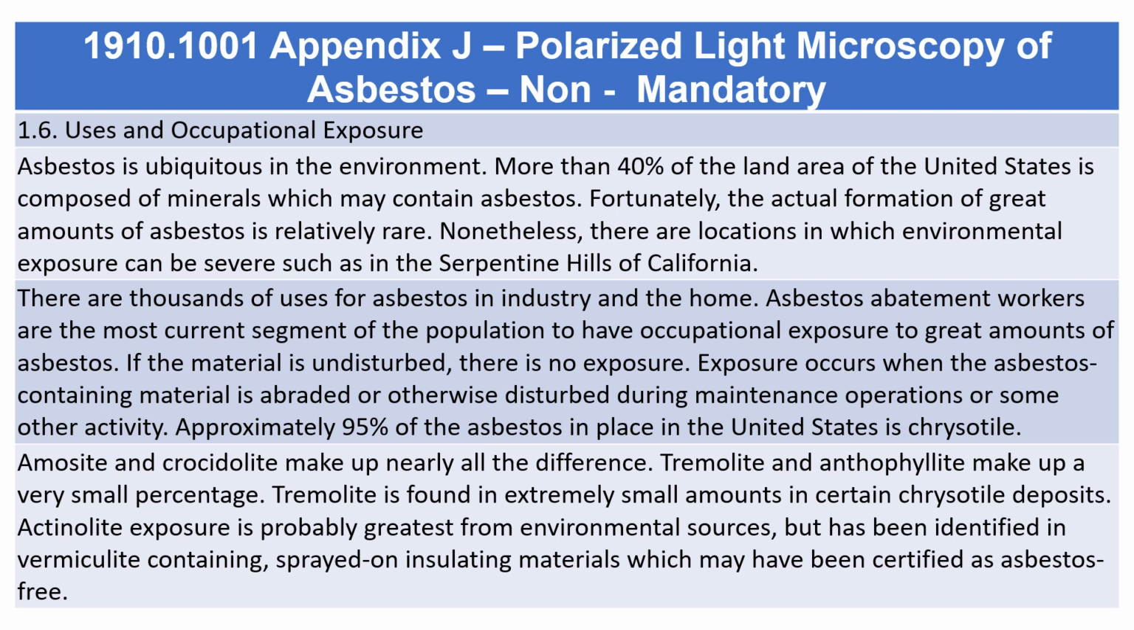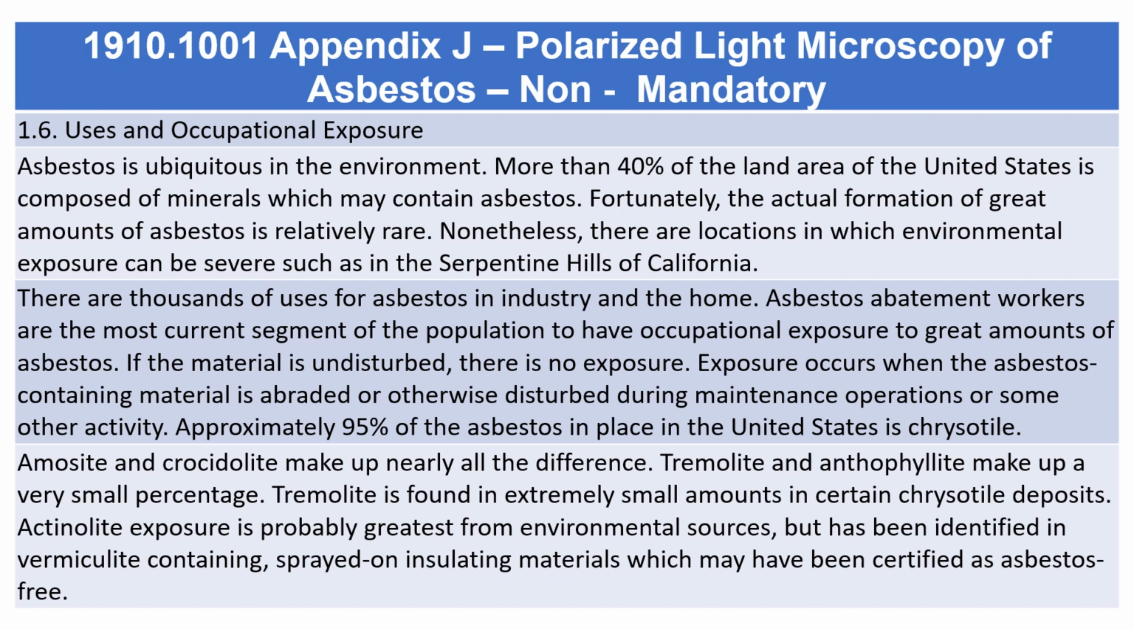Nonetheless, there are locations in which environmental exposure can be severe, such as in the Serpentine Hills of California. There are thousands of uses for asbestos in industry and the home. Asbestos abatement workers are the most current segment of the population to have occupational exposure to great amounts of asbestos. If the material is undisturbed, there is no exposure. Exposure occurs when the asbestos-containing material is abraded or otherwise disturbed during maintenance operations or some other activity.